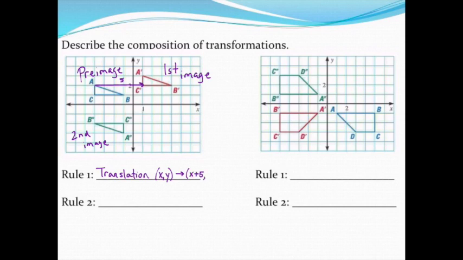I also want to figure out the vertical slide I did, and I can see that, again, to get the A's to line up, I must have moved up 1. That's the y direction, so I'm going to do y plus 1. So there's my first rule figured out to get from my pre-image to the first image.